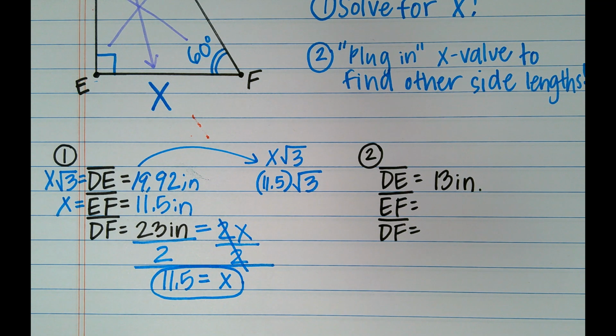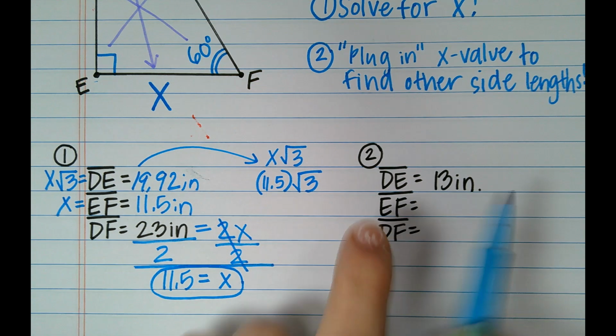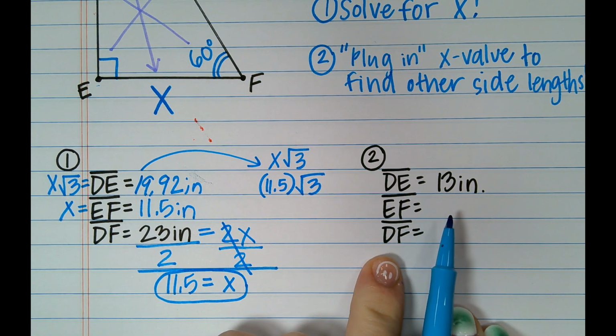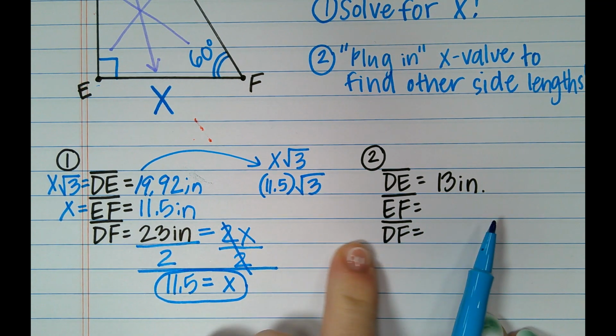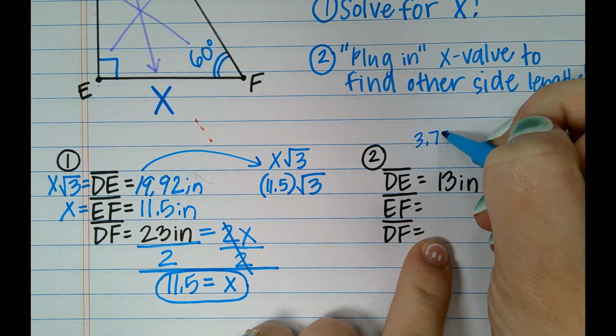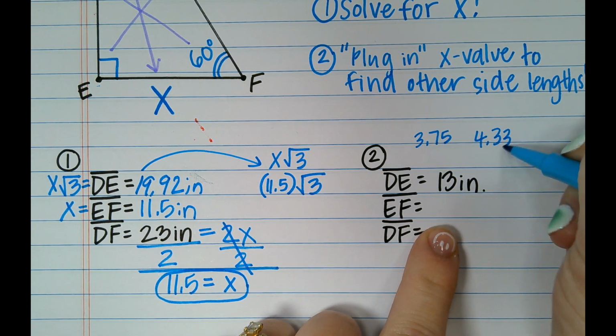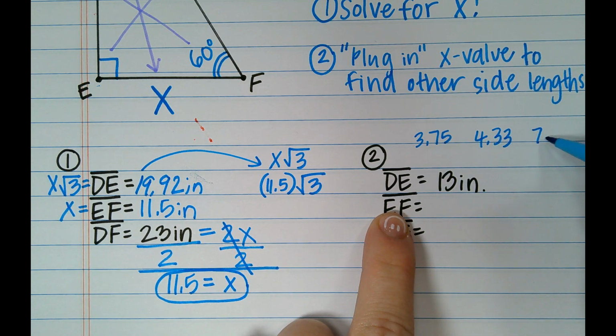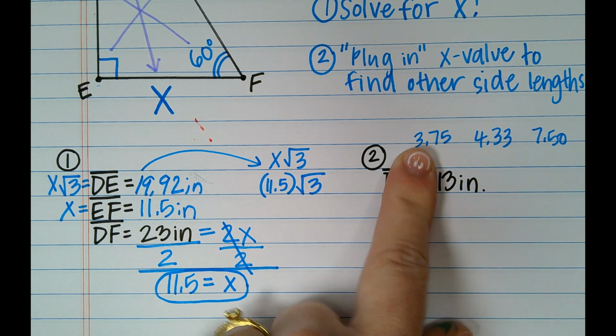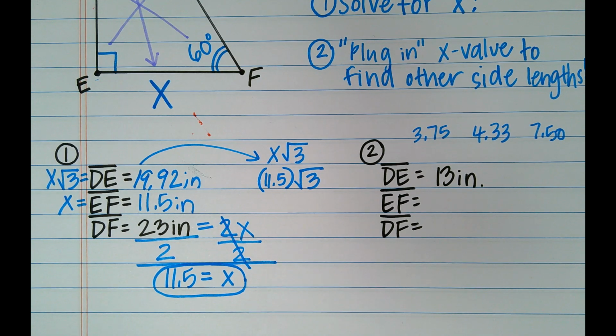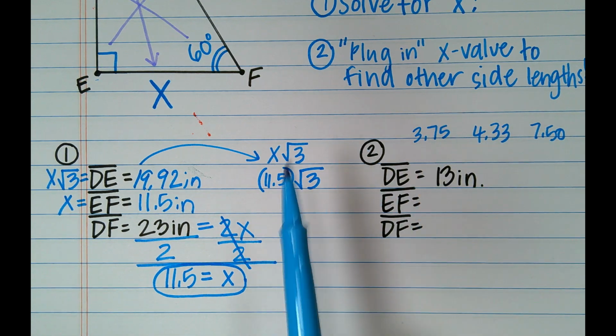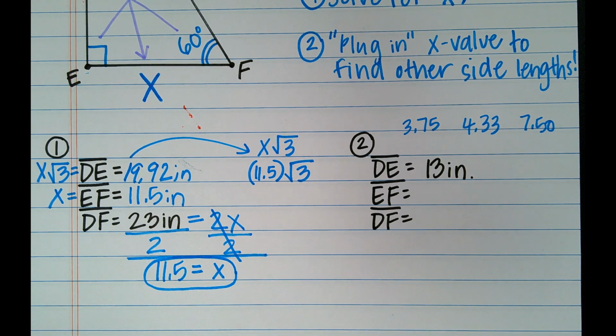Okay. I wanted to show you the paper that I had. Did I even pause this? Nope. Well, I guess it kept going. Number 2. What'd you guys get for EF? 3.75. Anybody get something different? I got 4.33. Anyone get something different? 7.50. Okay, we got 3 different answers. So there must be 3 different ways that we went about doing this. Who feels brave enough to share how they got their answer? I'm not going to tell you which one's right yet.